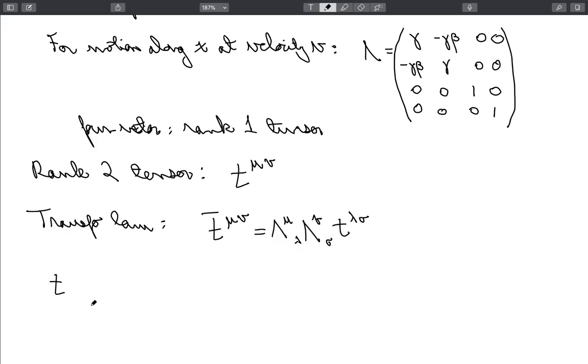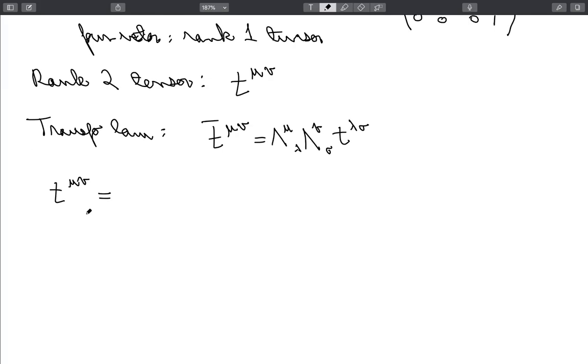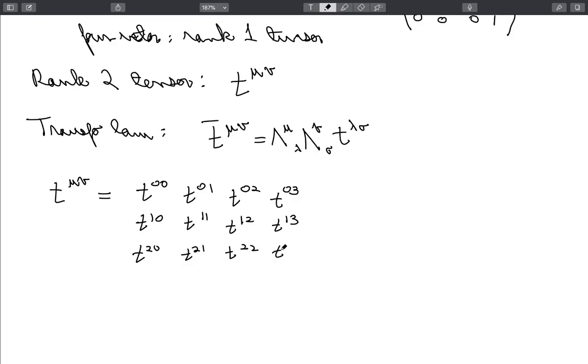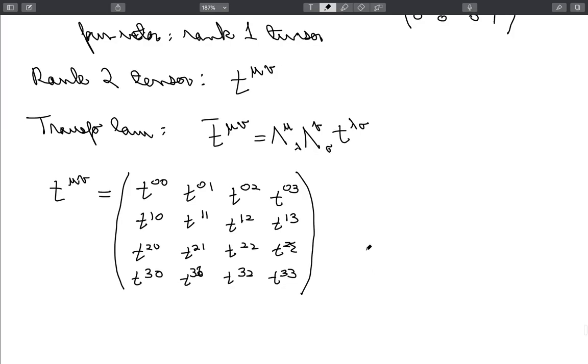Now you can view such a tensor again as a 4x4 object. So if you want to, you can write it in components: T00, T01, T02, T03, etc. T10, T11, T12, T13. And you can carry on like that, amusing yourself, down to T30, T31, T32, T33. So these are the indices as you would put them, a bit like indices of a matrix.